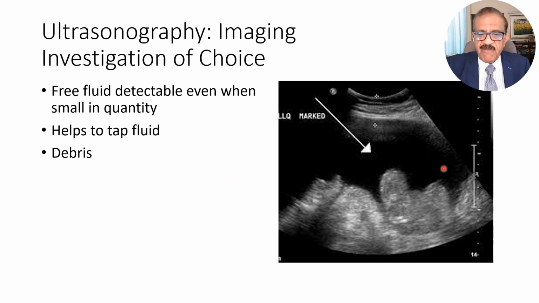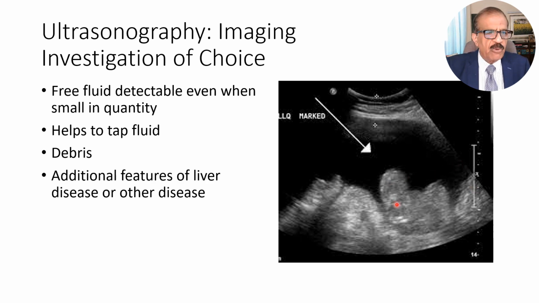Debris may be present. If there is peritonitis, then you can see that there is debris present, and that will help you in the diagnosis. And additional features of liver disease or other diseases. Now, that I've already covered on ultrasound. You will see liver is small and shrunken, very echogenic, surface is irregular, portal vein is dilated, spleen is enlarged. There may be a focal defect in liver. So all these things will be determined on ultrasound. But here we are discussing basically ascites. The ascites will be very easily detectable on ultrasound.